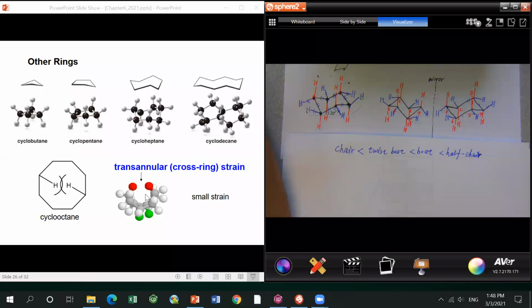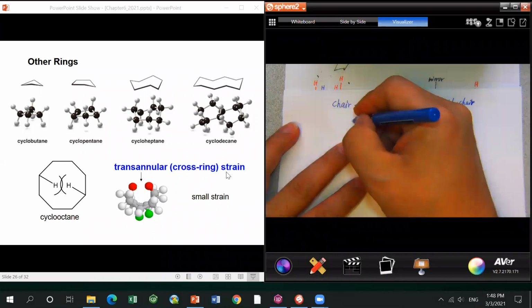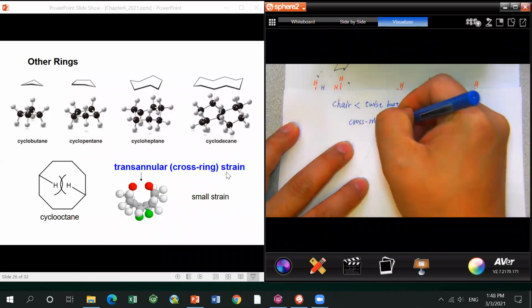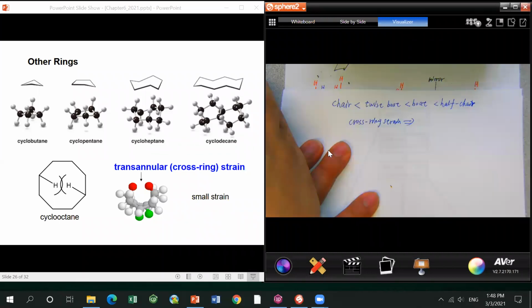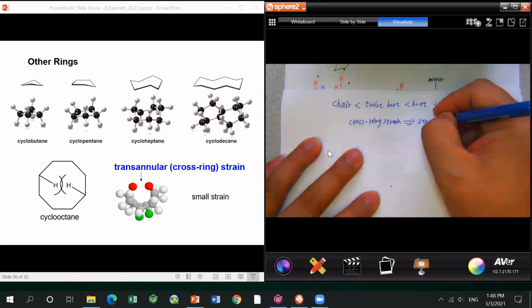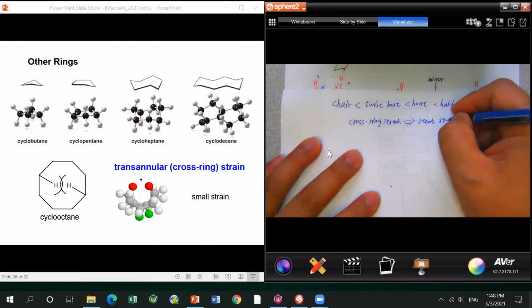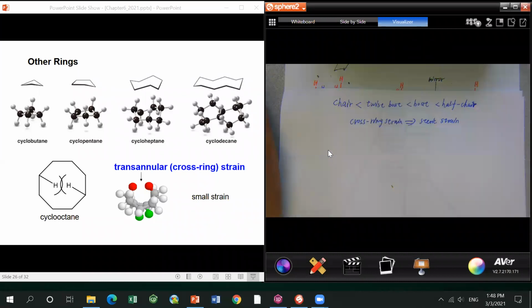And then you generate what we call transannular strain, also called cross ring strain. Cross ring strain actually also belongs to steric strain. Remember we learned before, steric strain is when two groups or two atoms are forced too close to each other. So please keep those in mind.